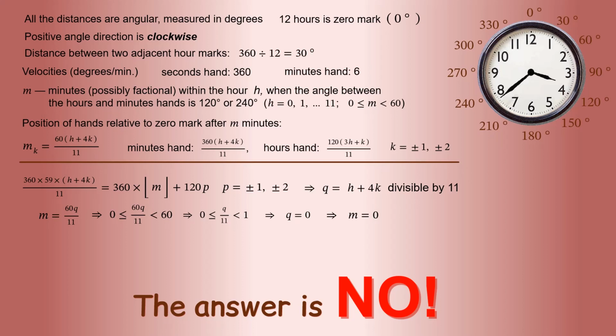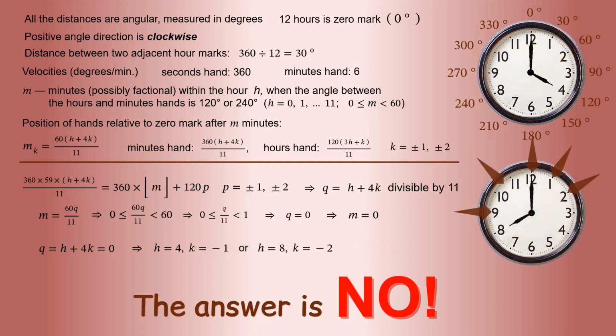The reason is that q equal to h plus 4k can be 0 in only two cases. h equals 4, k equals -1, and h equals 8, k equals -2. As you can see, in both cases hours and minutes hands form a correct angle. In either of them, the seconds hand is at 0 mark and satisfies the equation with p equals 0, while p must be different from 0. This makes both positions unacceptable, and this is the end.